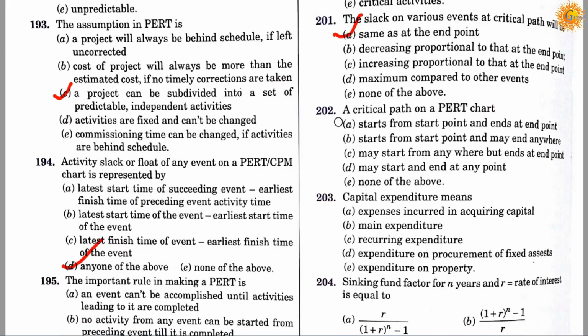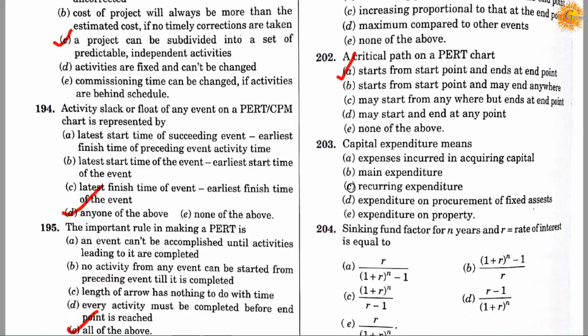Question number 202. A critical path on a PERT chart: option A, starts from the start point and ends at the endpoint; option B, starts from the start point and may end anywhere; option C, may start from anywhere but ends at the endpoint; option D, may start and end at any point; option E, none of the above. Correct answer is A, a critical path on a PERT chart starts from the start point and ends at the endpoint.